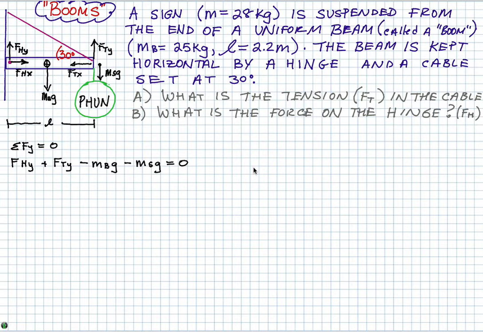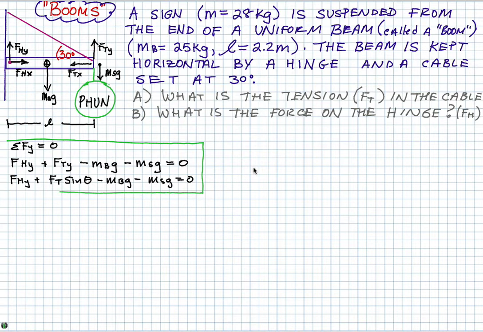Now we could further expand this. We know that Fty, so let's expand that. Fty is going to be Ft sine of the angle theta, so Fhy plus Ft sine theta minus mBg minus mSg is equal to 0. So that's our first statement. Just put a box around that, just to show that that's one part of the problem.